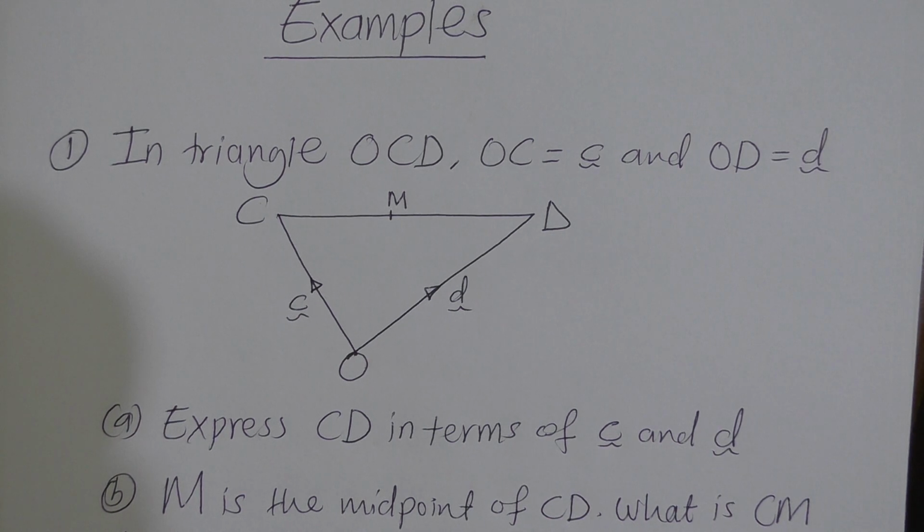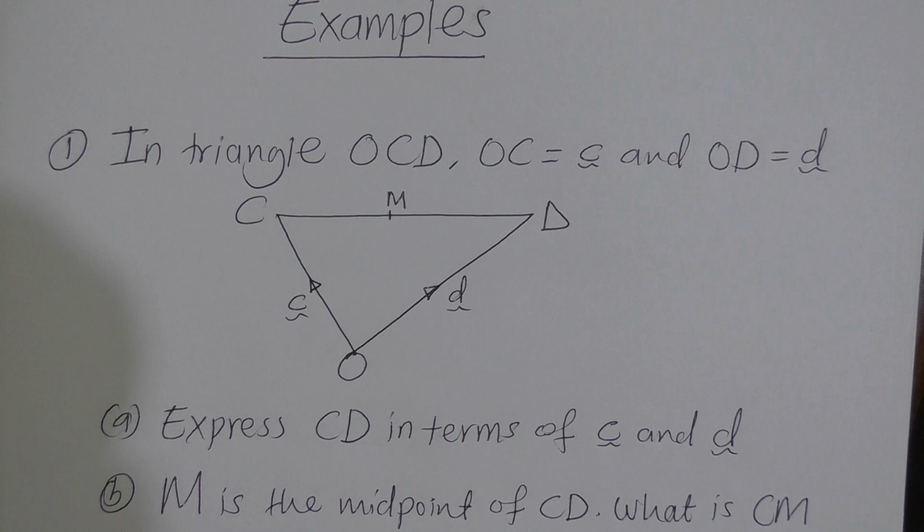We are still looking at the vectors. After looking at the algebra of vectors, position vectors, collinearity, parallel vectors, and proportional division of vectors, now I want us to go through some of the examples in vectors.